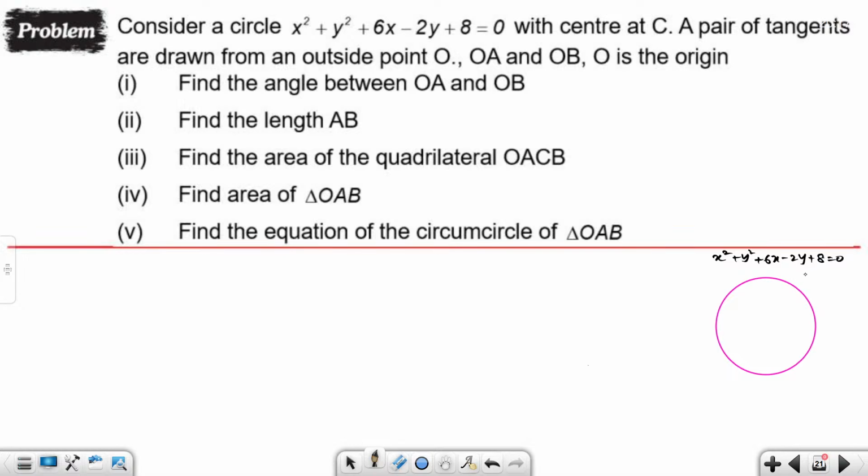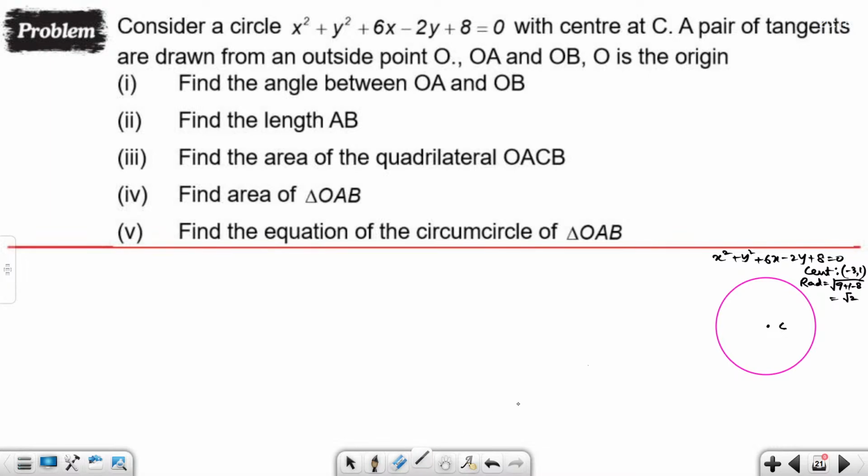So from here, directly, what is its center? Its center is (-3, 1). And what is its radius? Its radius is root of 9 plus 1 minus 8. Clear? So it's root 2. Center is at C. They have already said the center is at C. A pair of tangents are drawn from an outside point O, where O is the origin.